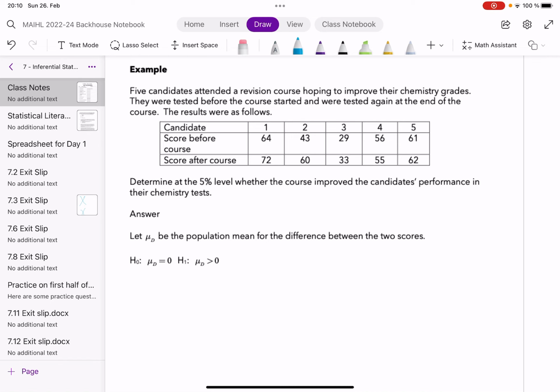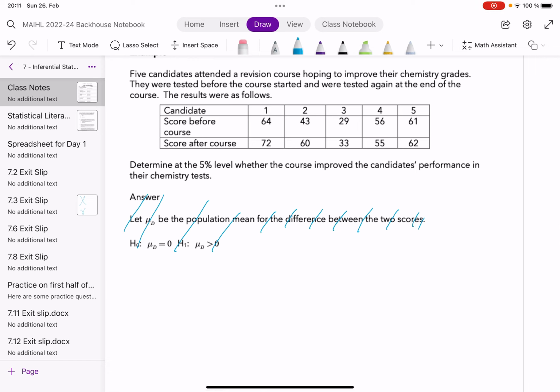So we're going to determine at the 5% level whether the course improved the candidate's performance in the chemistry test. Okay, we're going to ignore this for now because I think we need to talk through it a little bit. So the first thing is we've got to define a variable, which is going to be mu d, the mean of the difference. So let mu d be, it's already up here. We might as well keep that part. But I'm going to get rid of this.